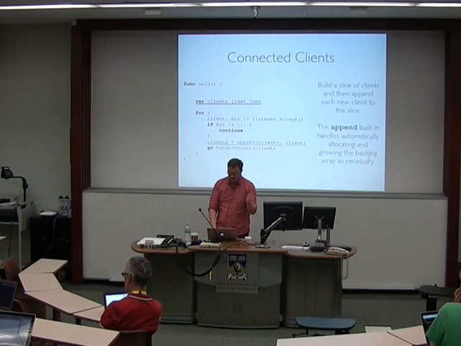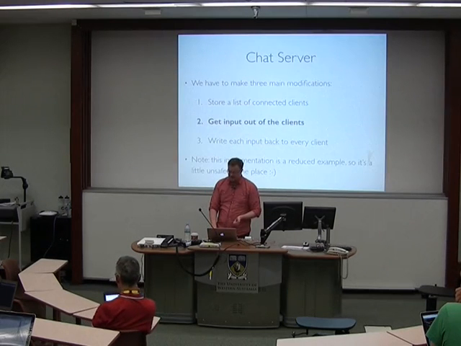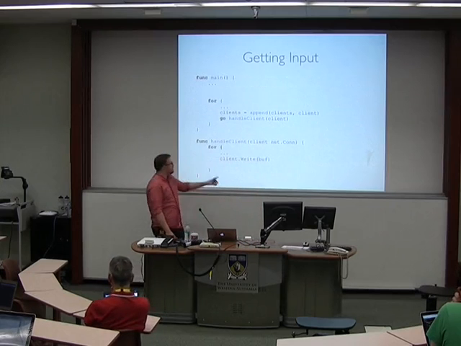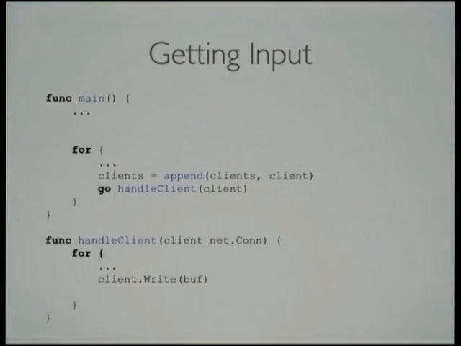So we have our list of clients now. That was our first goal. Now we're going to get input out of the clients. This is the code that we have today. We have our handle client function and our main function with our new clients appending. We're going to add a little bit to this.